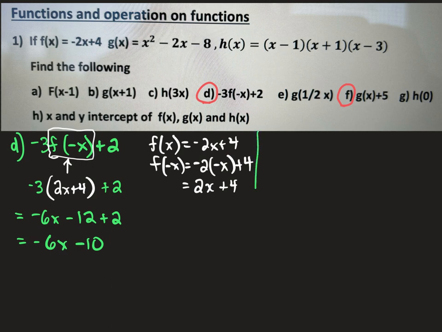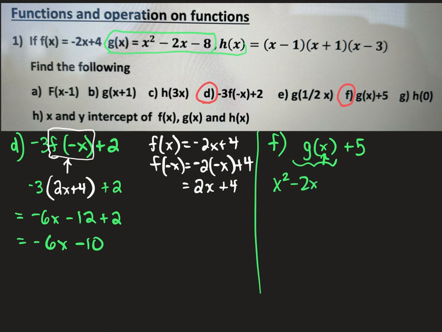Okay, let's take a look at F. So F is g of x plus 5. Now g of x is up here, x squared minus 2x minus 8. Now we don't need to do anything with that like we did with the f at negative x, because x is x inside there. So we just simply need to replace g of x with the function above. So x squared minus 2x minus 8. And then there's a plus 5 added to that, so we'll throw that plus 5 on.